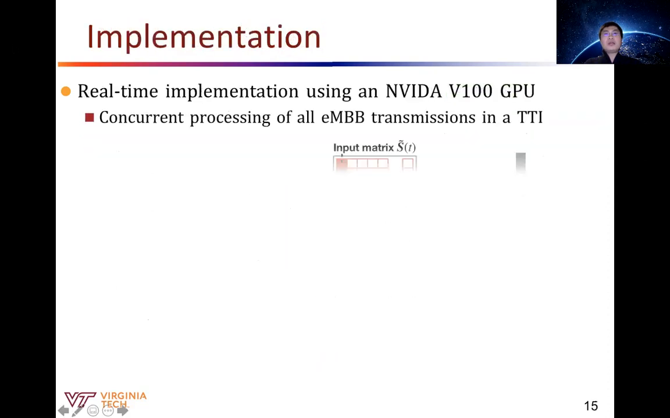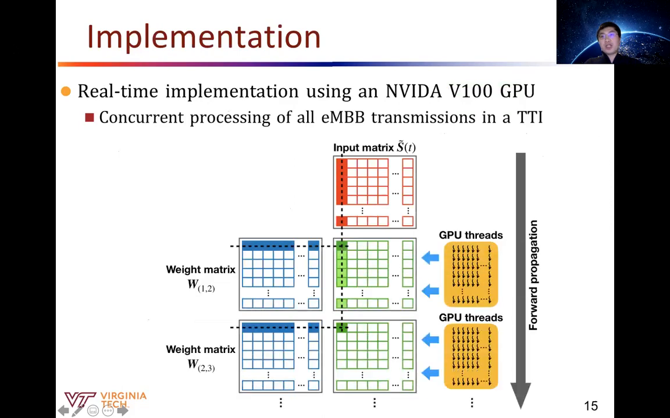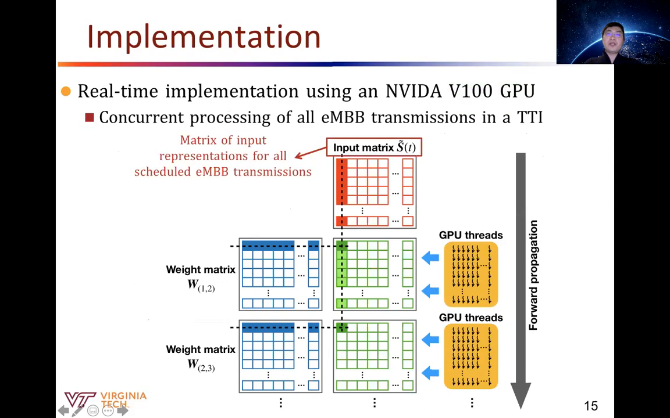In order to meet the real-time requirement in 5G, we implement our solution using an off-the-shelf NVIDIA V100 GPU. This GPU-based implementation enables the concurrent processing of all eMBB transmissions scheduled for a TTI, such that the execution time of processing multiple eMBB transmissions is equivalent to that of a single eMBB transmission.